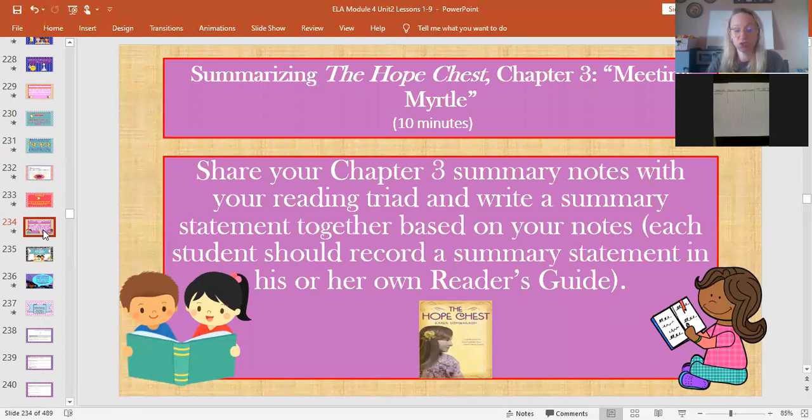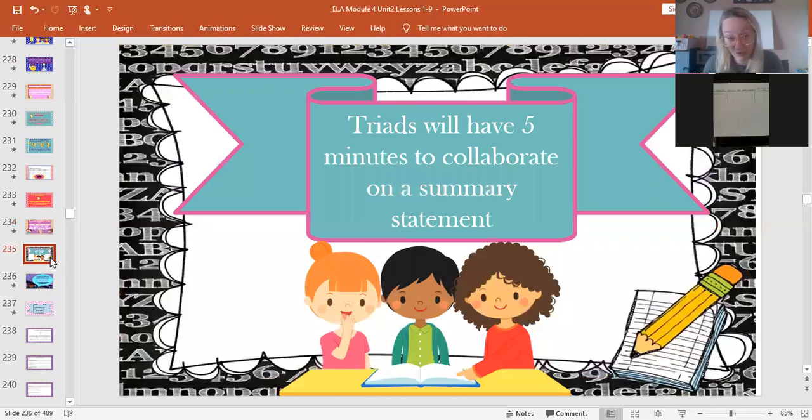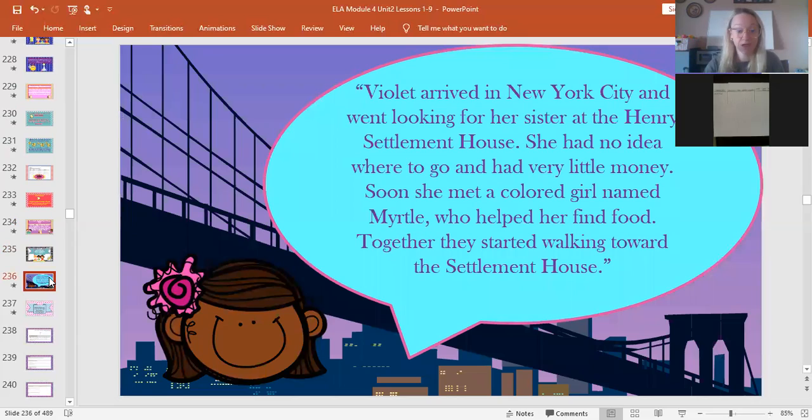So what you would do is you would share your chapter 3 with your group. Unfortunately, we don't have a group to share that with, but that's okay because we'll share it together here on the computer. So my lovely little cartoon girl here said that Violet has arrived in New York City, and she went looking for her sister at the Henry Street Settlement House. She had no idea where to go and had very little money. Soon she met a colored girl named Myrtle, who helped her find food. And together they started walking toward the settlement house.